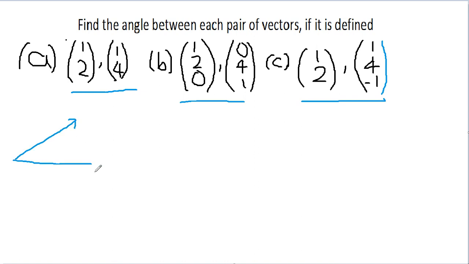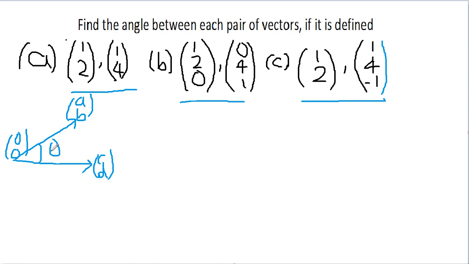So this is my origin, (0, 0). So this is my vector (A, B), and another vector (C, D). So the angle between each pair of vectors is defined as this.